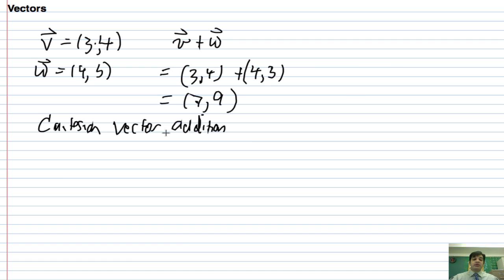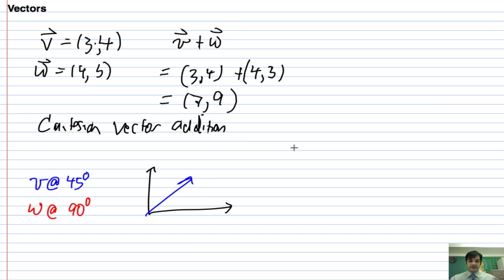Now, if I have polar vectors, say I've got one vector v at 45 degrees and w, say, at 90 degrees, and I want to add these. So let's just represent them graphically. I've got some vector, it's got a length v, and it goes at 45 degrees, and I've got another vector at 90 degrees.